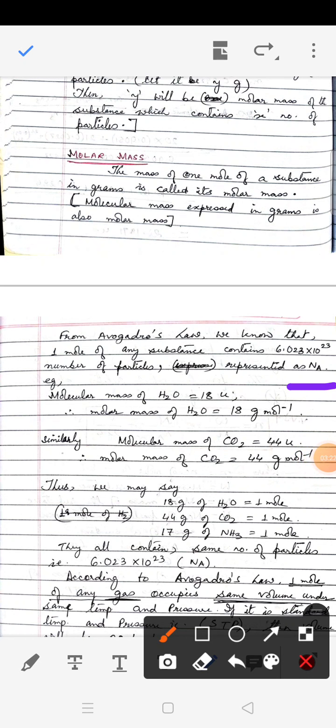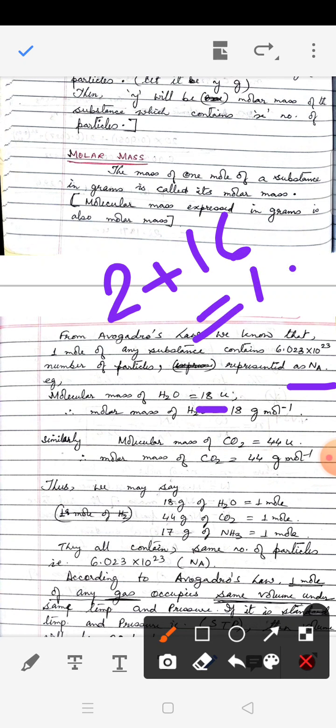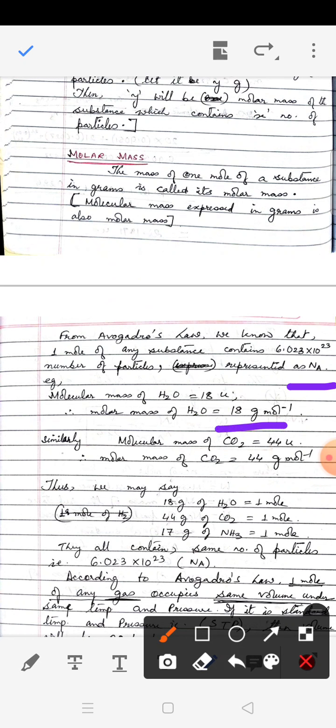So molecular mass of water, we all know, is 18 units. Please try to remember these values. How do we get 18? 2 hydrogens, so 2, 1 oxygen is 16, so if you add them up it comes to 18. Now if I take 18 grams of water, that will be equivalent to 1 mole, or molar mass of water can be considered as 18 gram per mole. When we write molecular mass, the unit is U, unified unit, and when we write molar mass, we write the unit as gram per mole. Another example is carbon dioxide. Molecular mass is 44 units, and if I take 44 grams, that will be 1 mole.